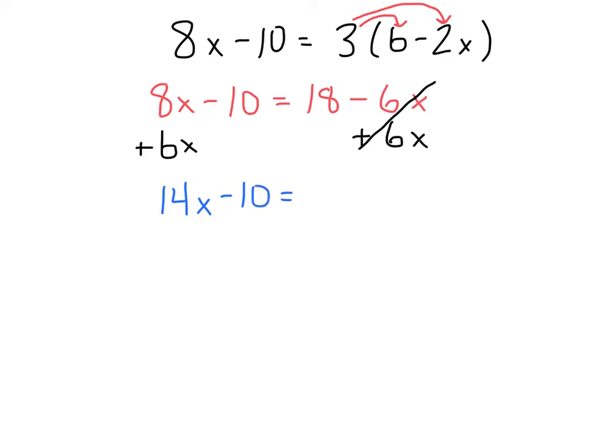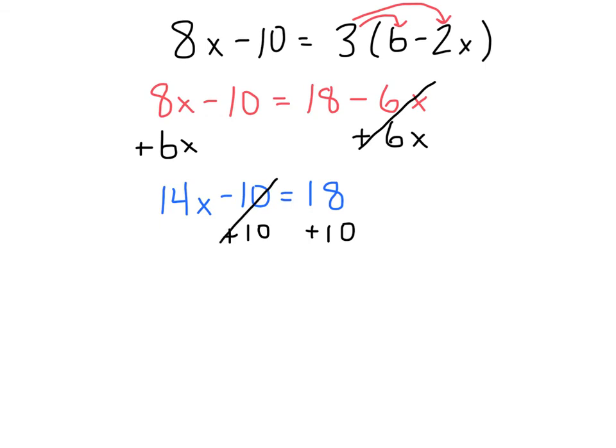And then just copy everything out that's left on the right side of the equation, which is 18. Now we have to move all the constants over to the right. So if we have this minus 10, the opposite of subtraction is addition. So we're going to add 10 to both sides. And on the left side of the equation, the minus 10 and the plus 10 cancel out.